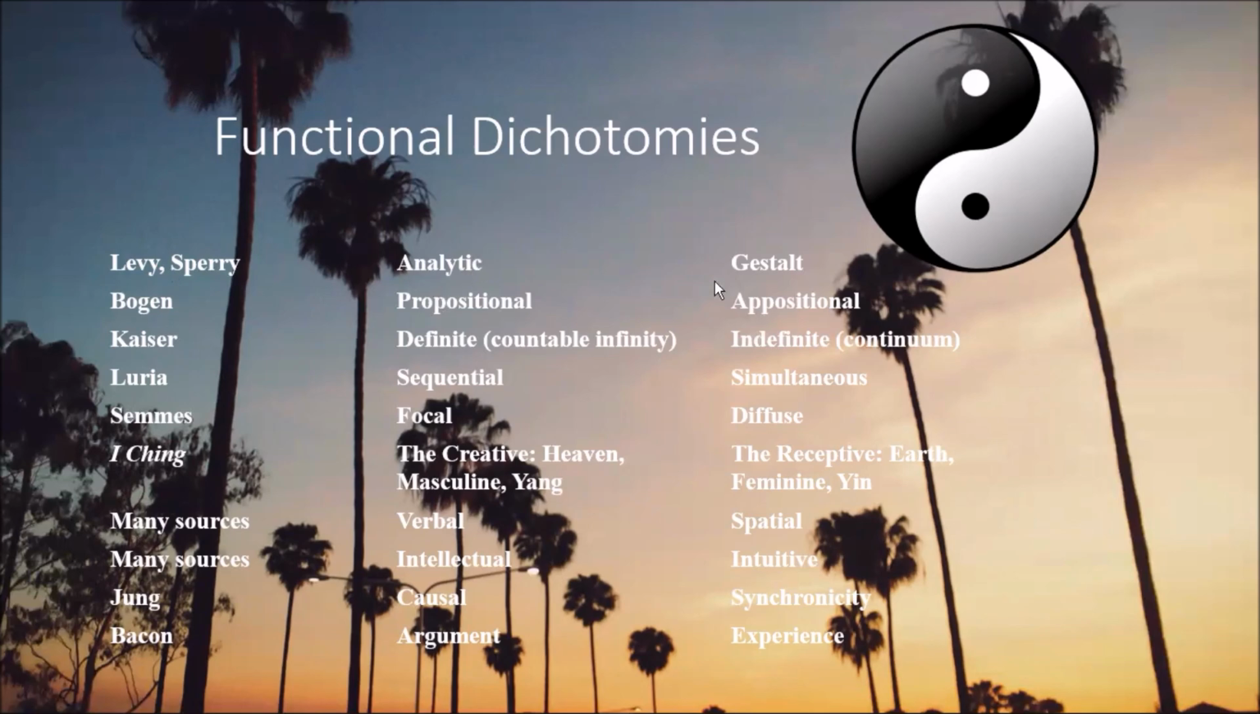I mentioned the analytical versus gestalt one. We were just looking at Levy a second ago. Bogen: propositional meaning versus configurational. I like to use the two infinities. There may be a third infinity, or many infinities, but we know two definite infinities. There's the countable one, 1, 2, 3, 4, 5, that just keeps going. And the indefinite one, the continuum, which you can represent by 2 raised to the infinite, which is actually bigger than infinity.